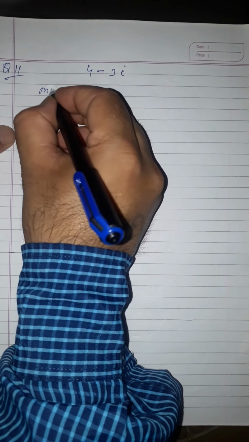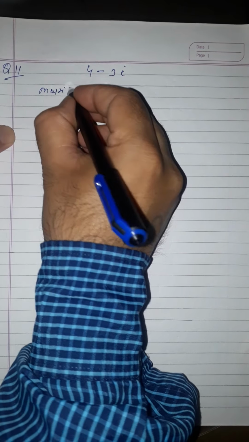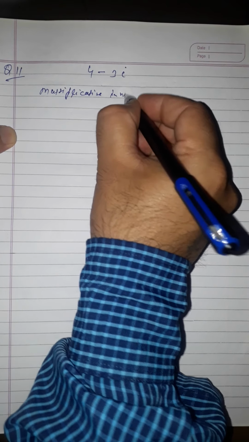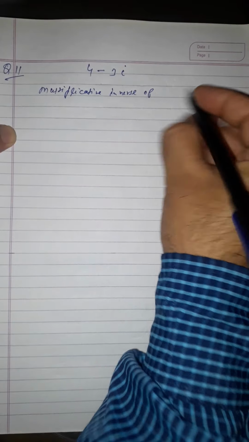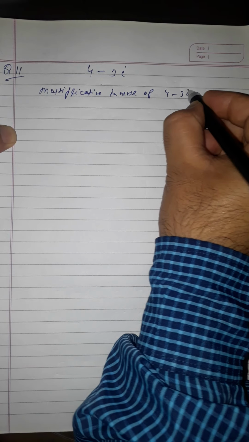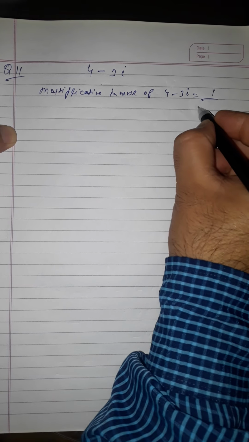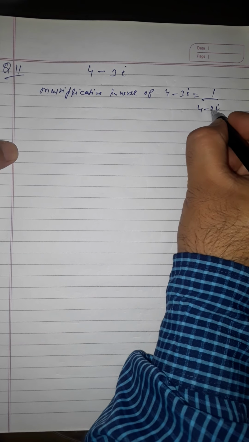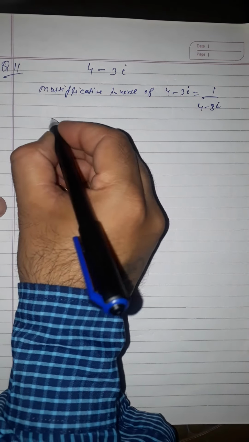So first of all we will write the multiplicative inverse of 4 minus 3 iota. This is equal to 1 over 4 minus 3 iota, students, right? This is the multiplicative inverse. In the introduction round I have told you how we will write the multiplicative inverse. Clear, students? Now after that, what is the way to solve these questions?